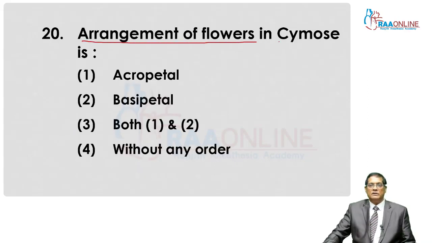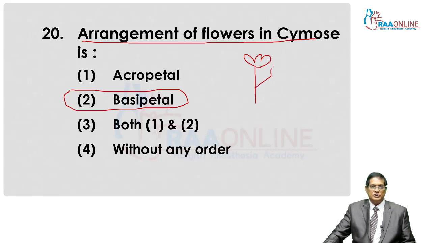Arrangement of flowers in cymose is, as already described, basipetal. What is basipetal? Oldest is at the top. This is the oldest one, at the top. Then on this particular branch, this is comparatively newer. From this branch, this is again newer. That is the oldest, this is the newest. This type of arrangement is known as basipetal.